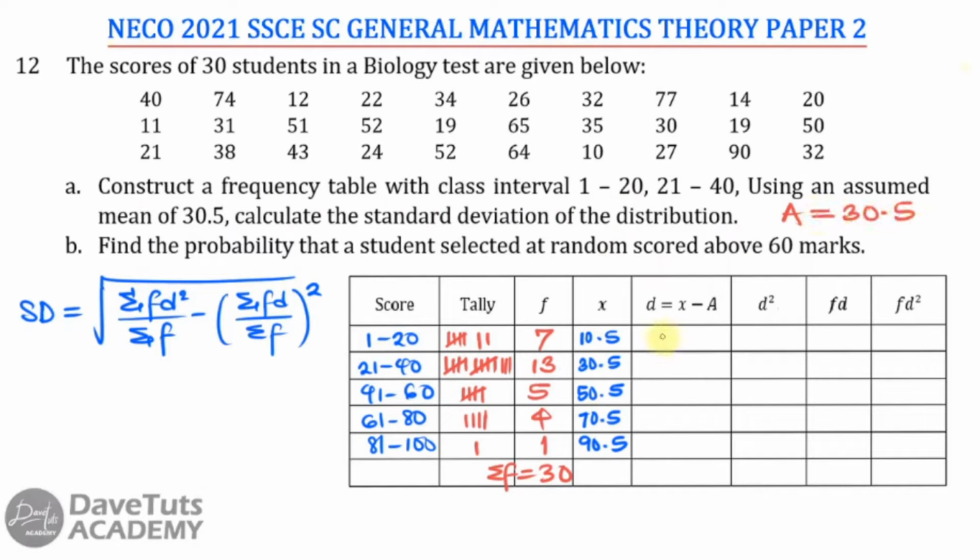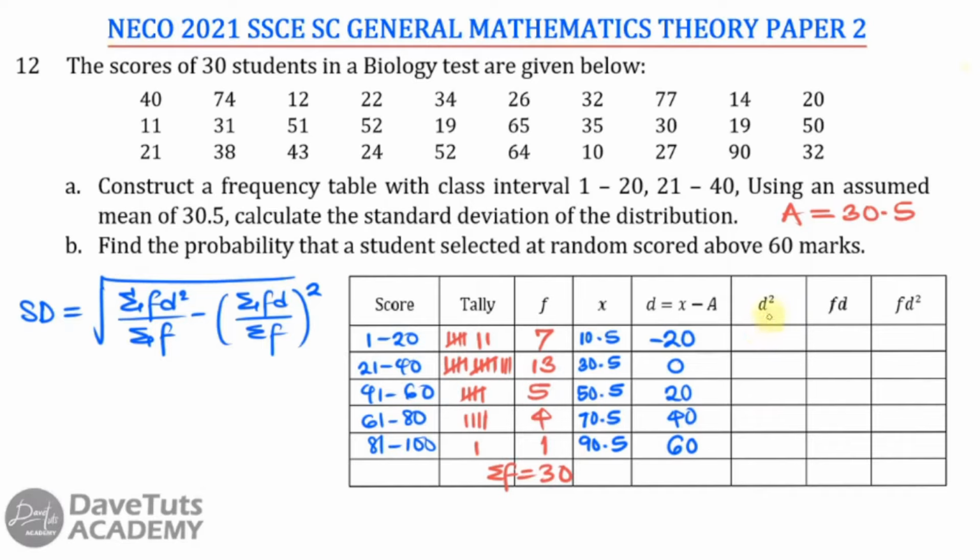So here, this d that we are looking at will be each of the data entry values for x minus 30.5, like 10.5 minus 30.5. We are going to put that down, and that will be minus 20 to be precise. 30.5 minus 30.5 is 0. 50.5 minus 30.5 is 20. 70.5 minus 30.5, 40. 90.5 minus 30.5, that is 60.